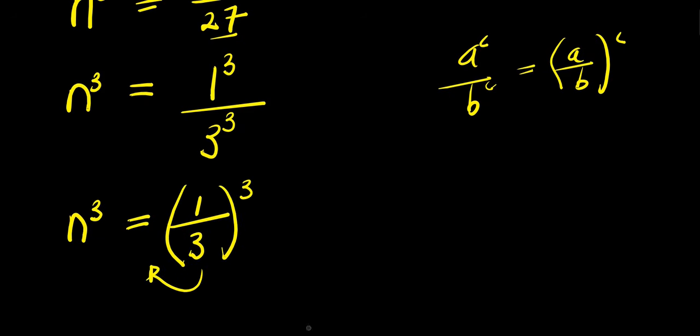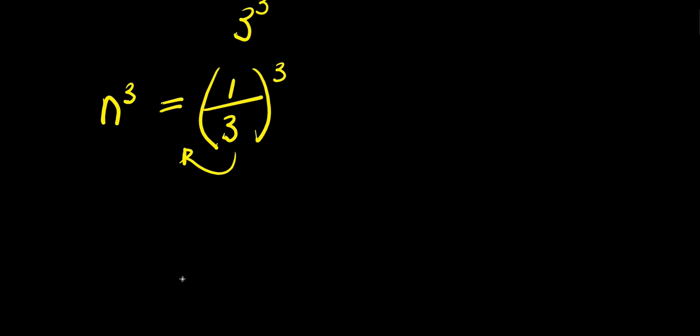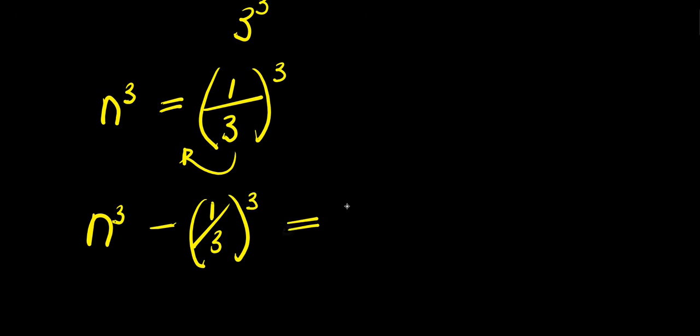I move this over here to form a cubic equation. I have n power 3. This becomes 1 over 3 raised to the power of 3. And this equals 0. So we have power 3 here. We have power 3.